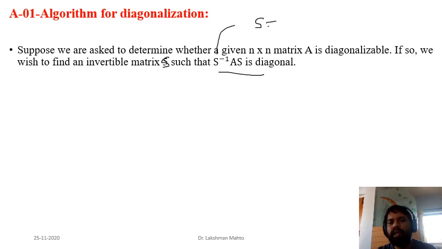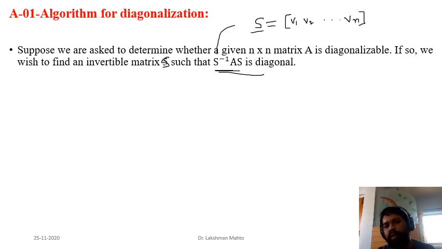In the last class I had already told that S is just an invertible matrix built by considering all the eigenbasis vectors as columns. That means we take the eigenvectors of the given matrix as the columns of this matrix, and that matrix would always be invertible. If you apply the operation S inverse AS, it would be a diagonal matrix, provided that the given matrix has an eigenbasis.